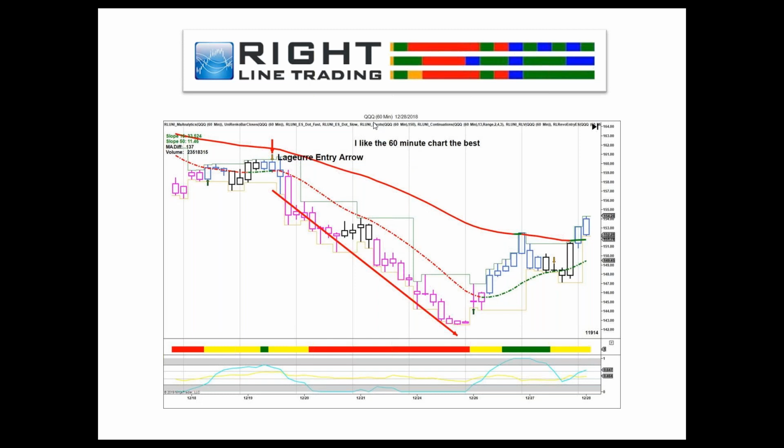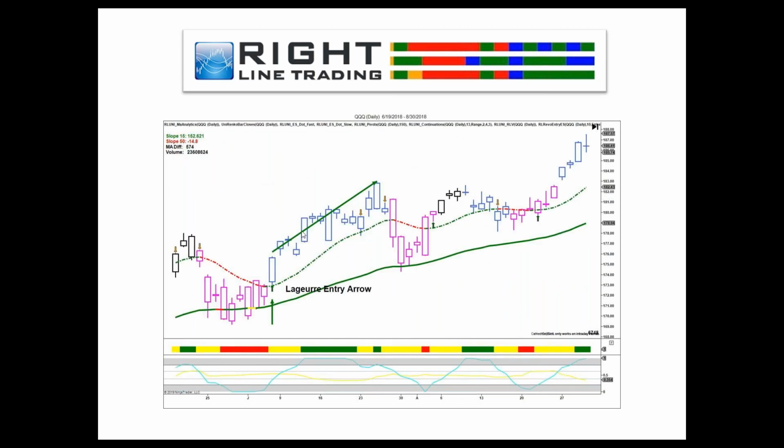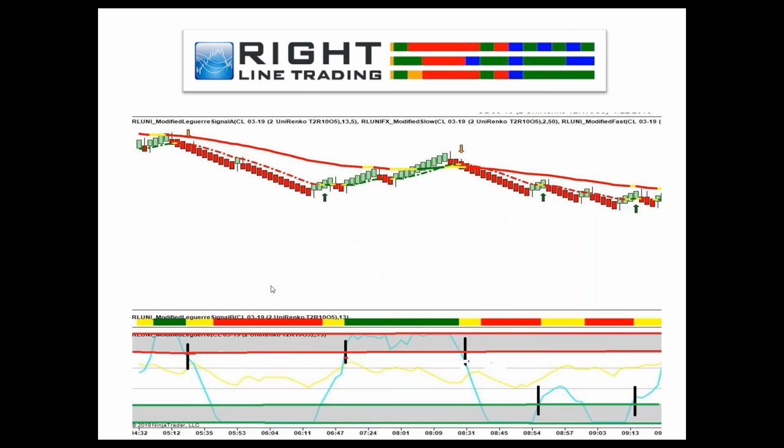This is a 60 minute of the queue. Here is a daily queue. There's the arrow. There's the move up. Then you can exit on a down arrow, or you can exit on a break of support, either one. Now you're still going to make good money if you enter here. Now, I kind of highlighted this a little bit more.